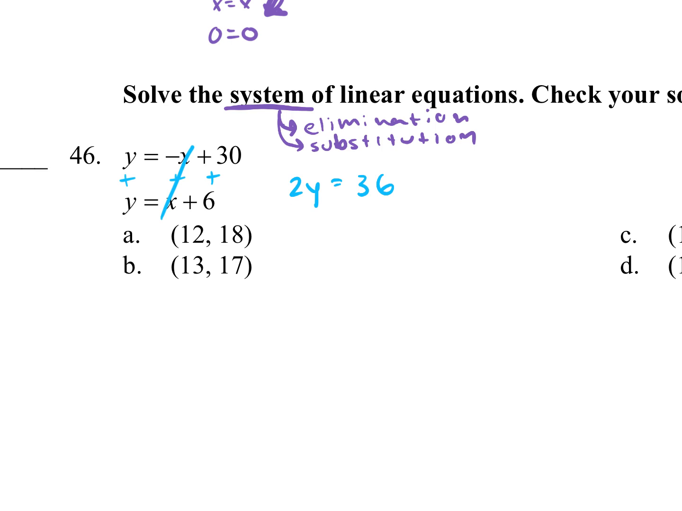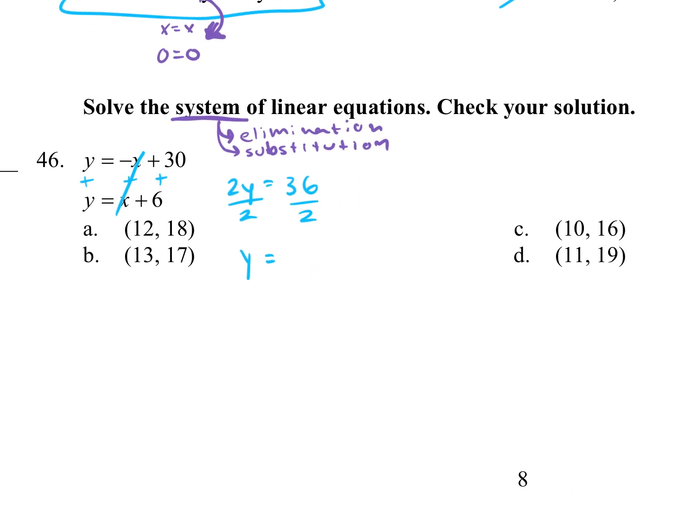Now we're solving for y. So divide both sides by 2. What does y equal? Not plus or minus, just 18. We're just dividing by 2, so y is equal to 18. Which of my answer choices says that y is equal to 18? A. I don't even need to keep going.